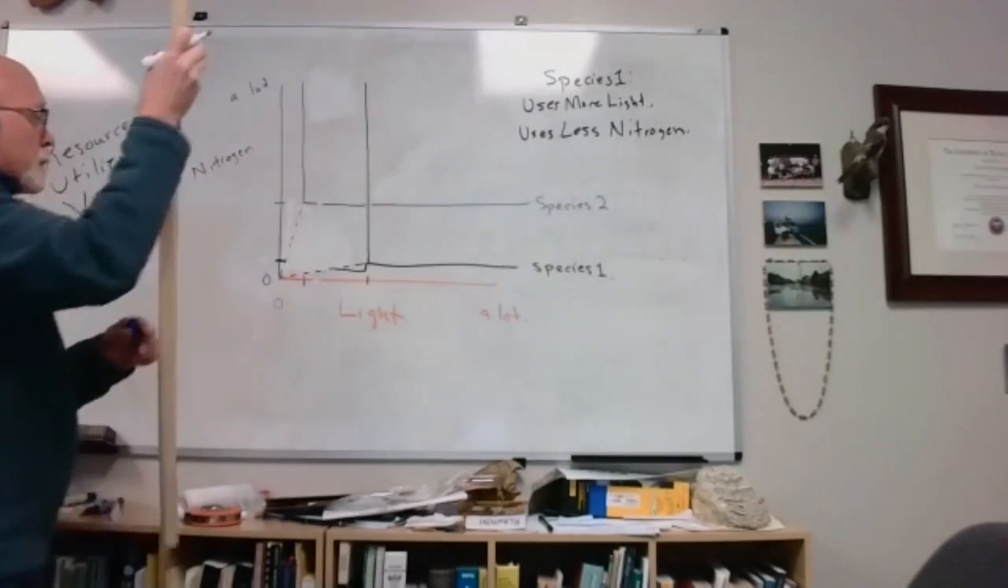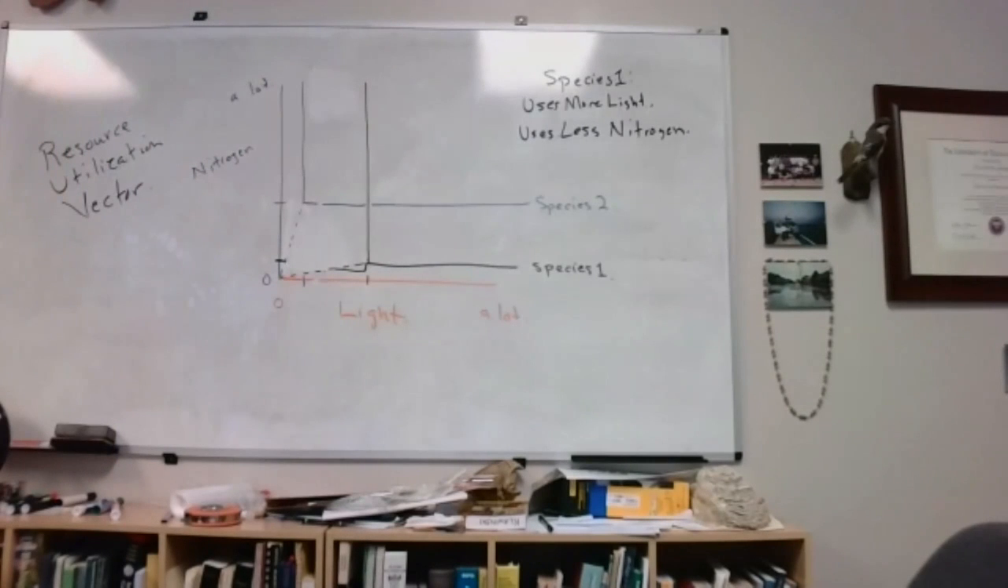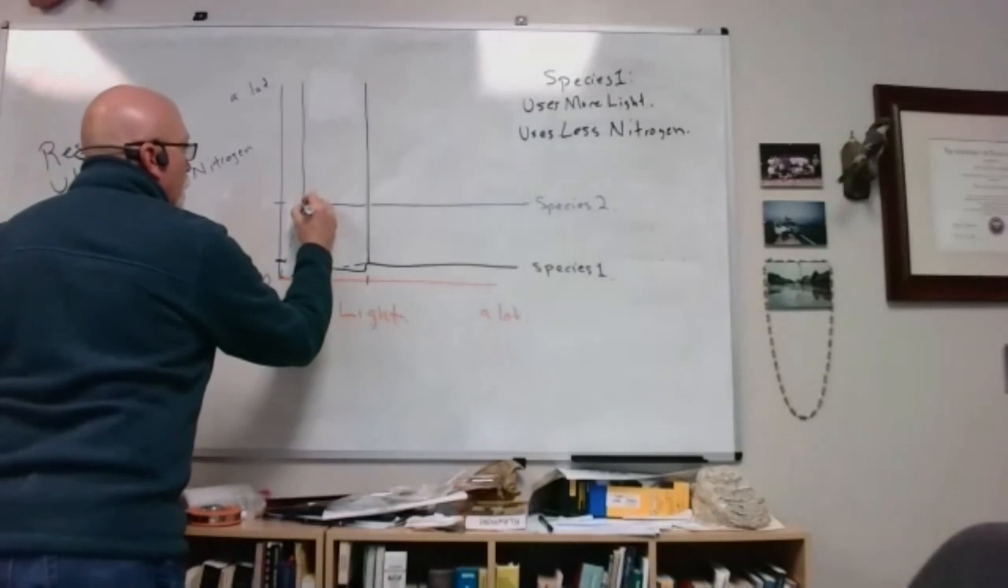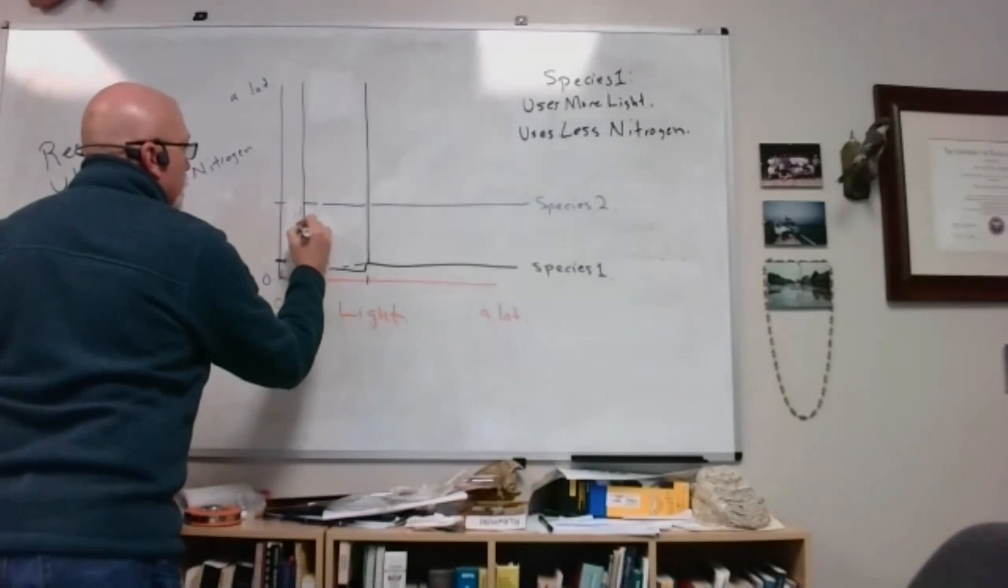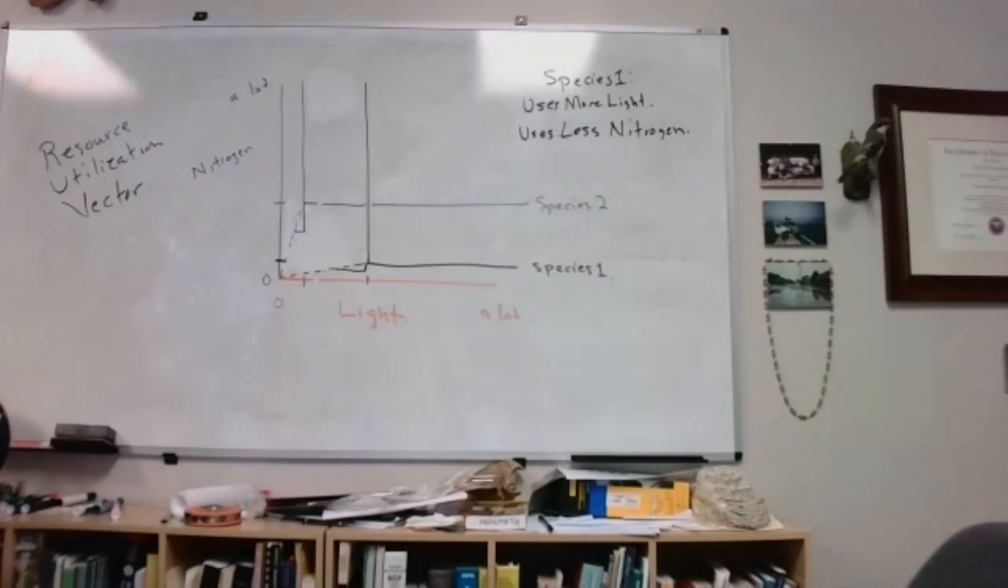This is the resource utilization vector for species two. Species two needs way more nitrogen than it needs light, so it's going to use a lot more nitrogen relative to the amount of light that it uses. Okay, so generally we would expect a species to use up the resources that it needs most the fastest. Does that make intuitive sense to you?